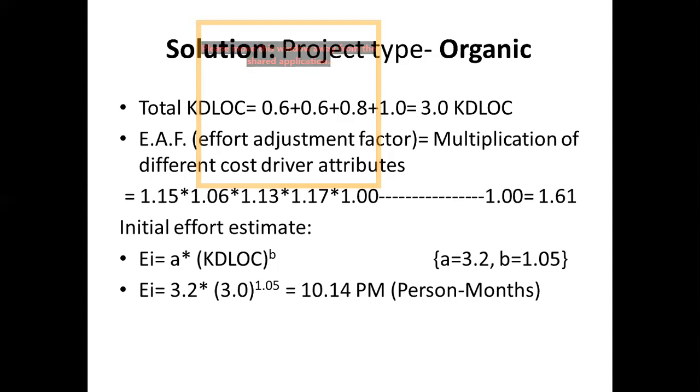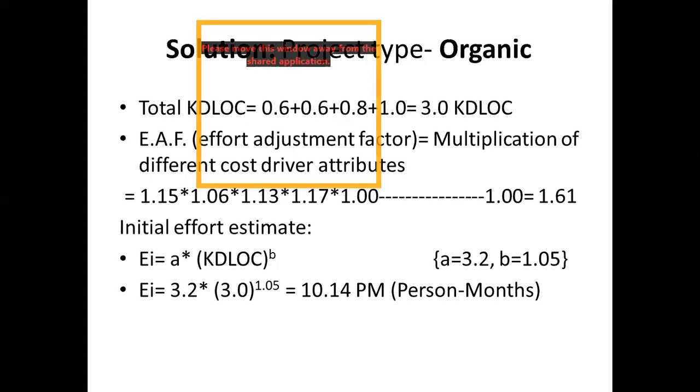The values of the different cost drivers are already given in the problem: 1.15 into 1.06 into 1.13 into 1.17 into 1.00. Because the rest of the multiplying factors are given as nominal rating. Nominal means choose one only, so that you can calculate the value of EAF. You can multiply yourself and try to solve this problem again by yourself, and then EAF will come out as 1.61. Just do the multiplication of all these multiplying factors provided in the numerical.